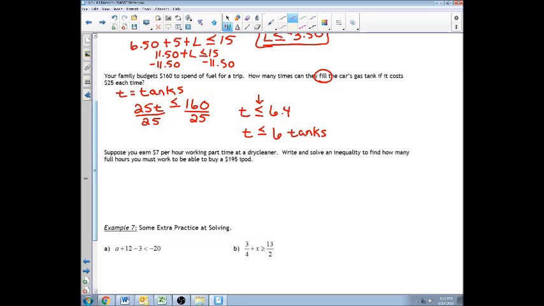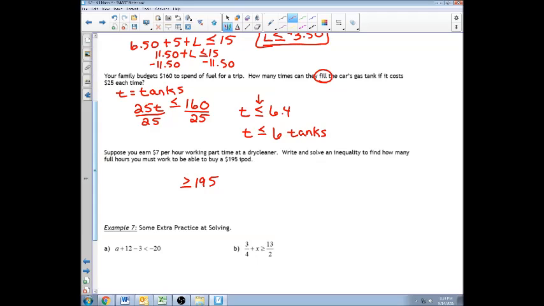All right. Let's look at the last one. Suppose you earn $7 per hour working part-time at a dry cleaner. Write and solve an inequality to find how many full hours you must work to be able to buy a $195 iPod. Well, in this case, I want to have at least $195, right? If I say at least $195, do I want to have less than $195? No, I don't. So my inequality is going to be greater than or equal to.